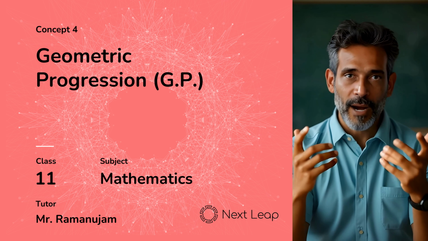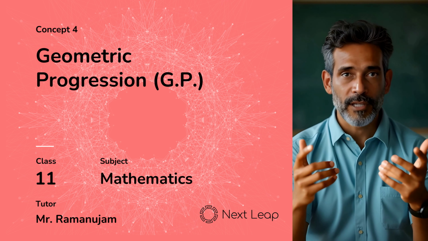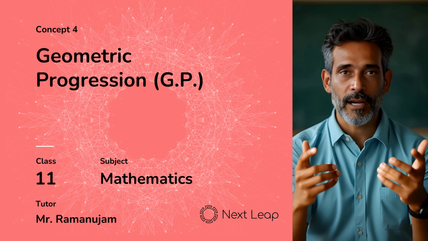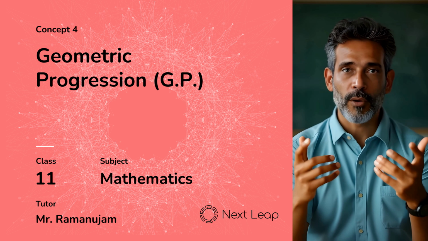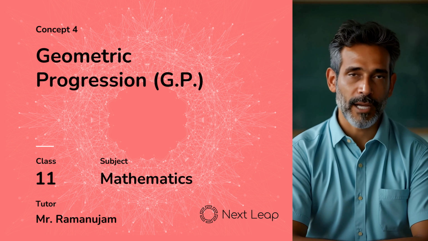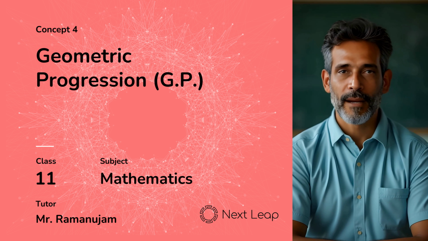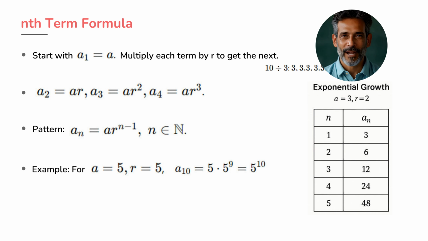Another: 1 by 9, 1 by 27, 1 by 81. Here ratio equals 1 by 3. So GP is all about multiplication, while arithmetic progression was about addition. That's the big difference. Let's build the nth term formula step by step.